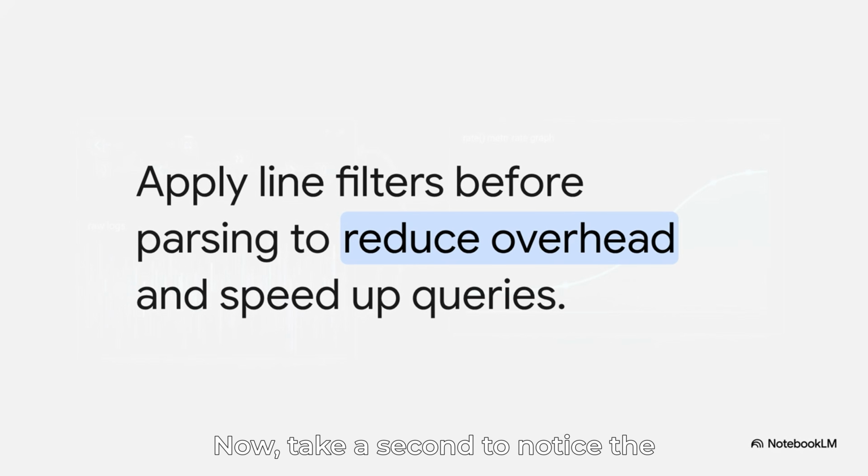Now, take a second to notice the architecture behind what we just did. We filter for the string error before doing any complex parsing or aggregating. This is known as the filter early principle. By eliminating all the non-error logs right off the bat, we drastically reduce the load on the Loki queriers. That's exactly how you make a dashboard panel load lightning fast.